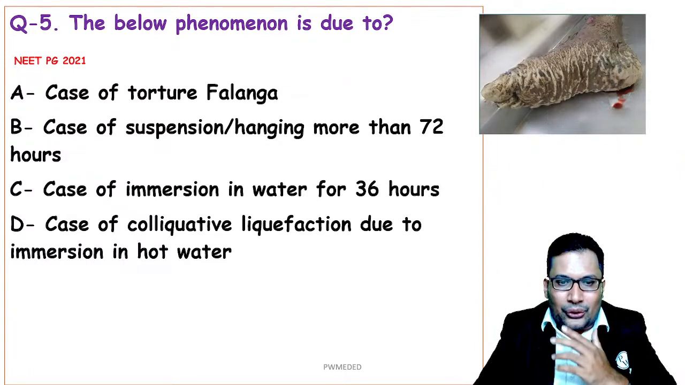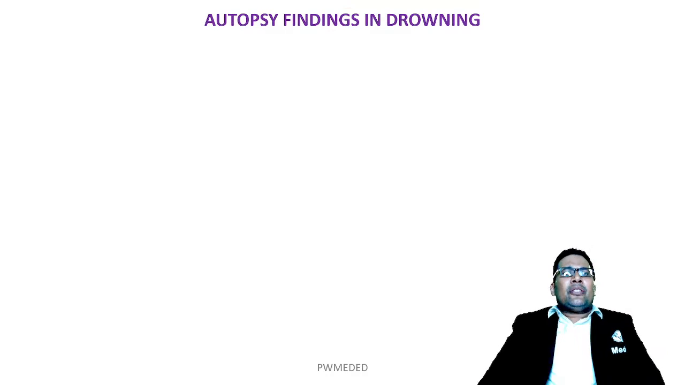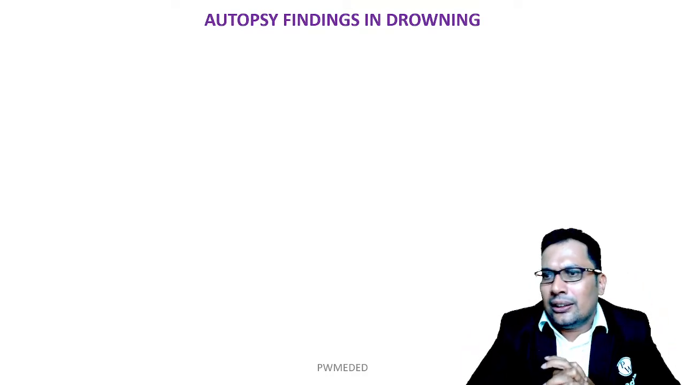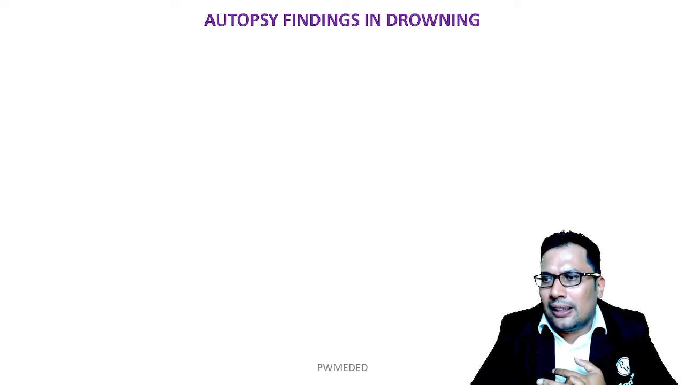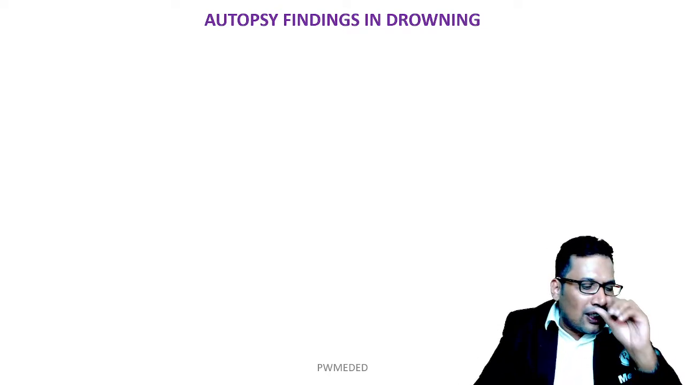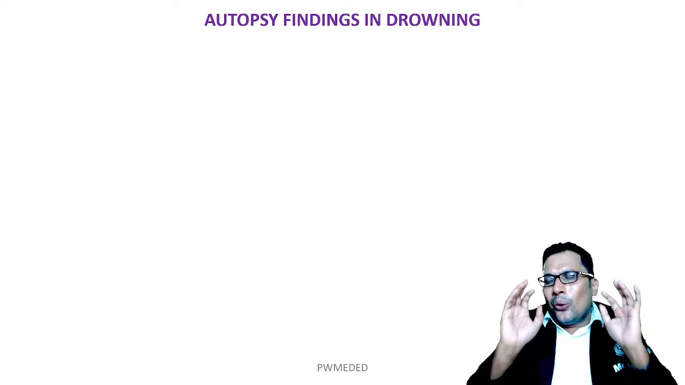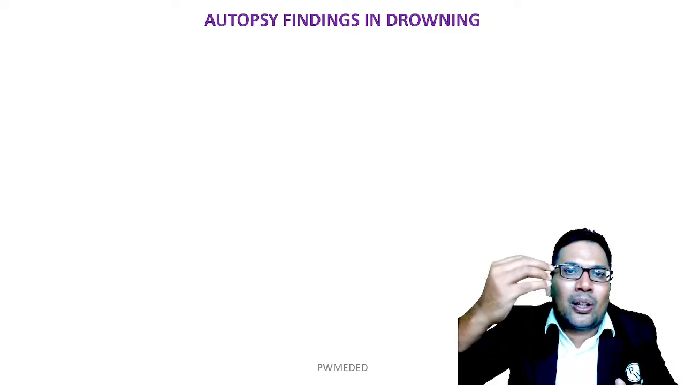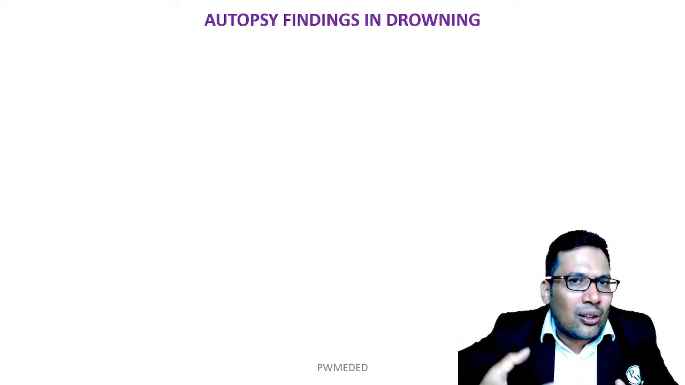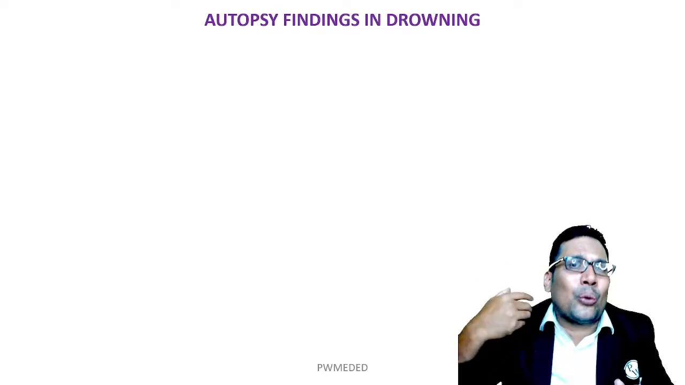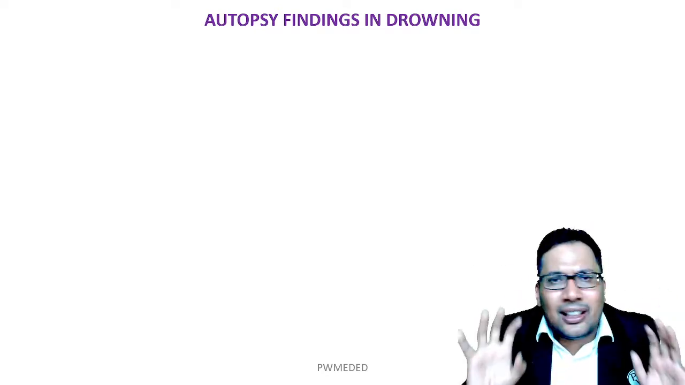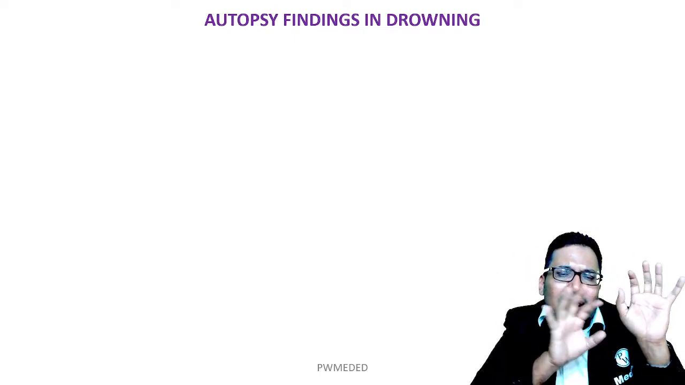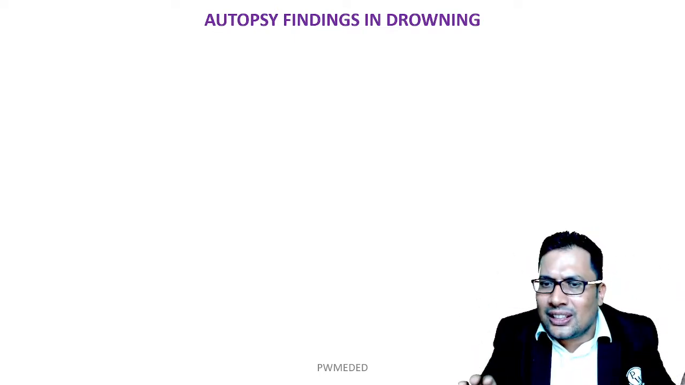Next question. What are the autopsy findings in drowning? Now let me discuss some image based questions. Drowning is a very important topic. Drowning can be freshwater drowning, salt water drowning, near drowning, dry drowning, secondary drowning. All these are very important topics, and you must know them in detail. Now I will only discuss the autopsy findings, the image based questions in drowning.